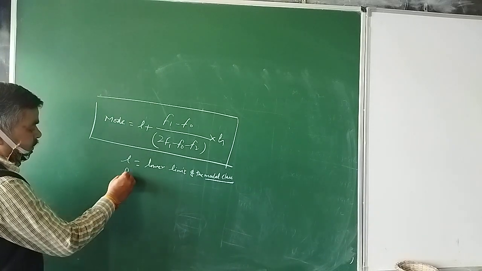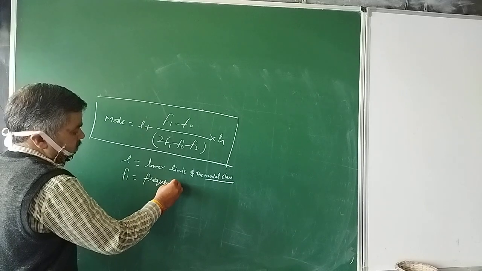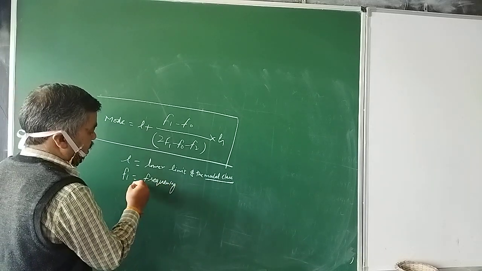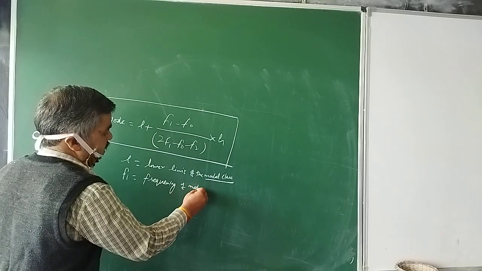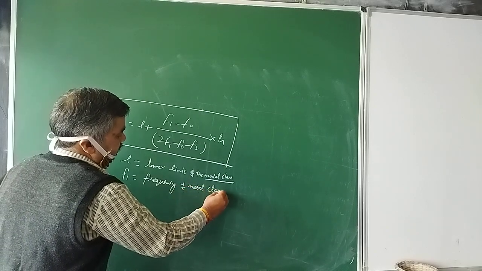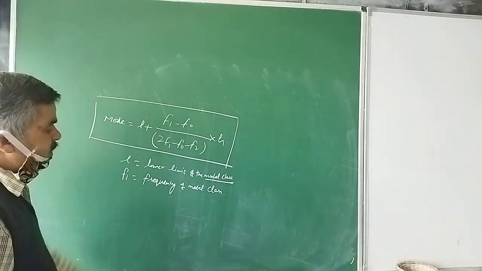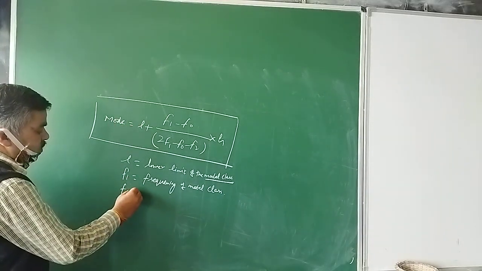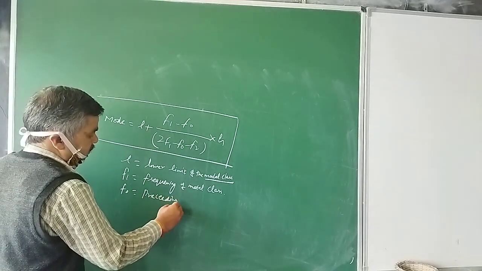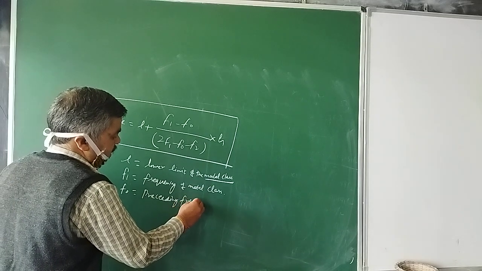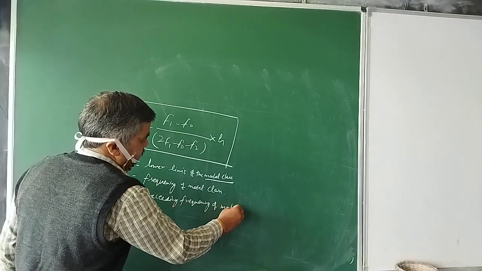So F1 is the frequency of that modal class. You have to check in that column what is the frequency of that modal class. The frequency of the modal class is F1. Then F0 means predecessor, the preceding frequency. F0 is the preceding frequency of the modal class.